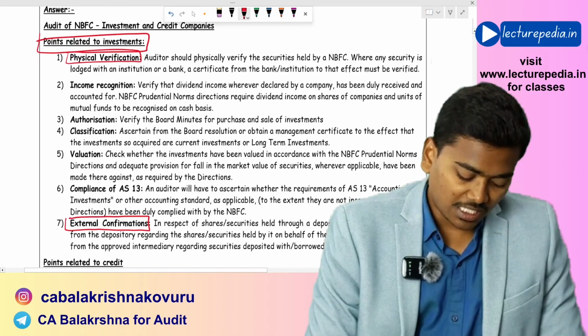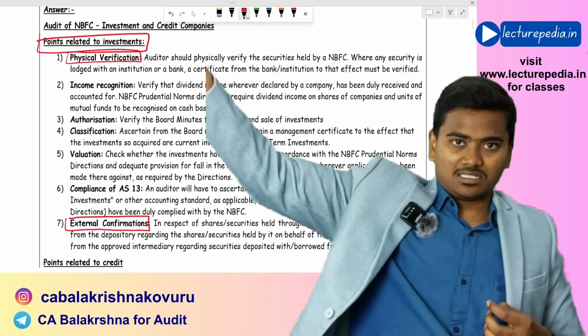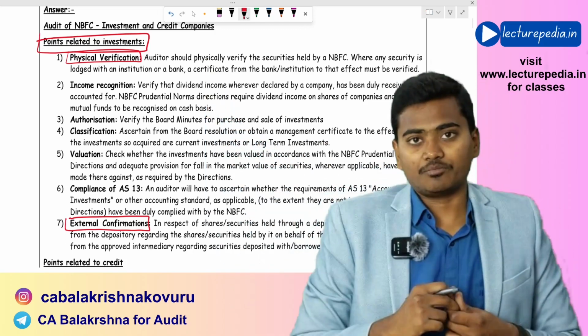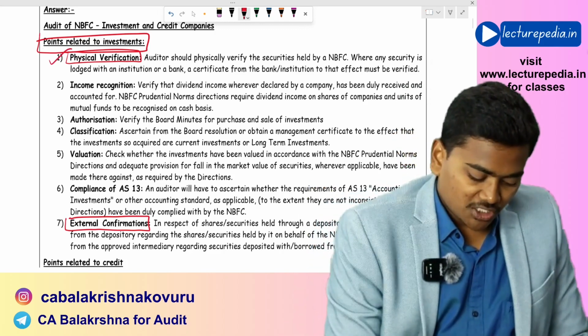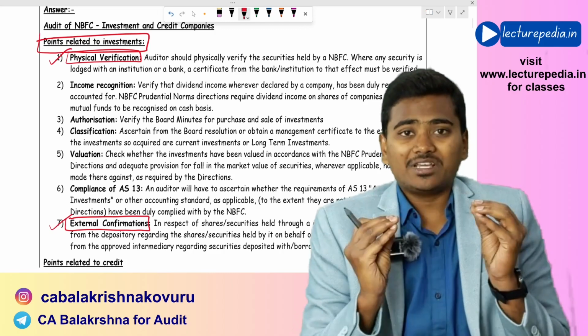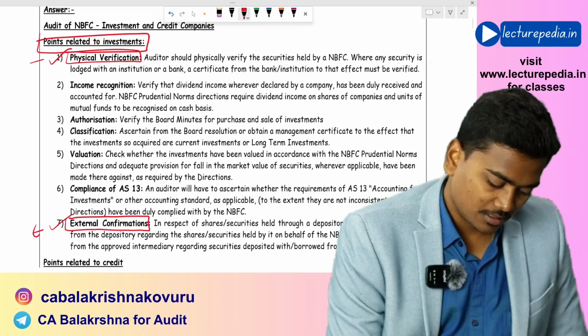Okay, if the entity, the NBFC, is holding securities through depositories, depositories like NSDL or CDSL, in that case, you can obtain external confirmation. With these two, you can verify the existence of investments.